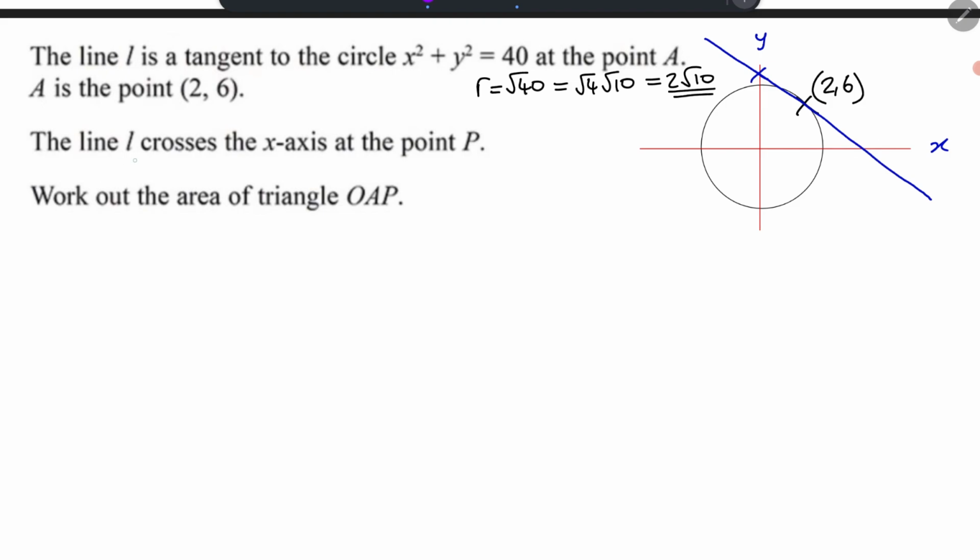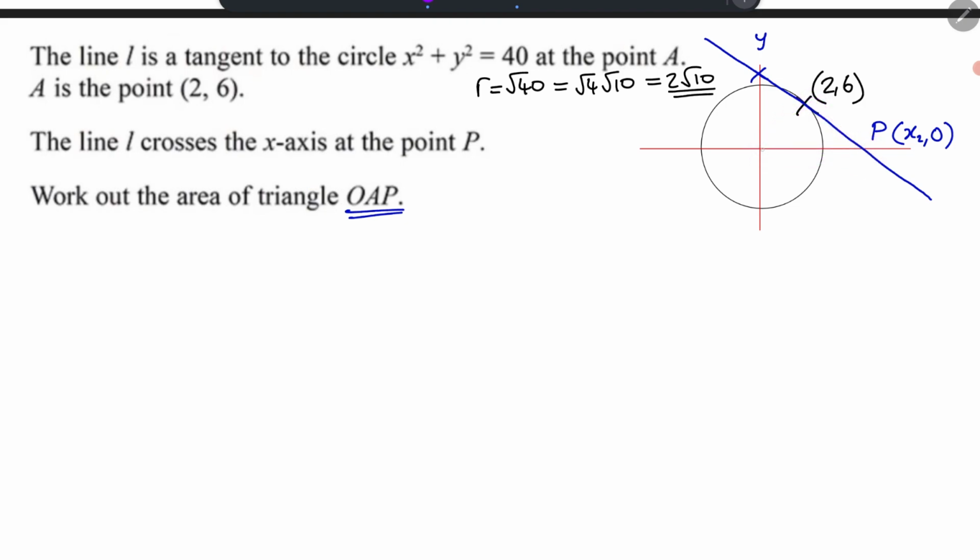So you're told that the line L crosses the x-axis at P, so that's this point here. So we're just going to label that P. And let's just put the brackets in for that. So P has coordinates of the x value we don't know, so we're just going to call that x2, and the y value is 0, so it's (x2, 0). We've been asked to work out the area of triangle OAP. So OAP. So this is the triangle that we want.